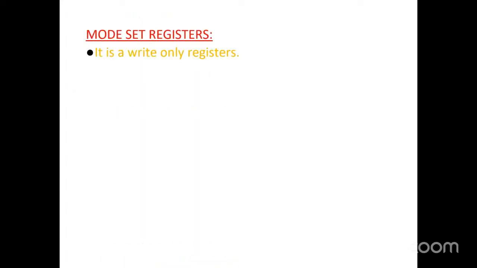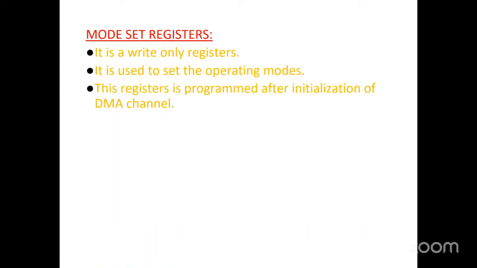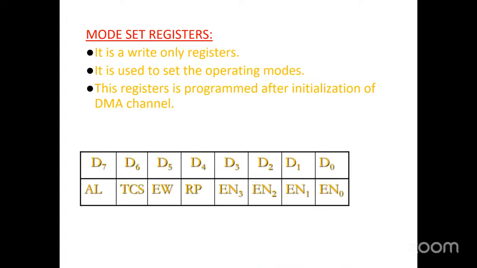And the mode set register is a write only register. It is used to set the different operating modes of 8257. This register can be programmed after initialization of the DMA channels. And here the mode set register is D0 to D7. This is the pin configuration.